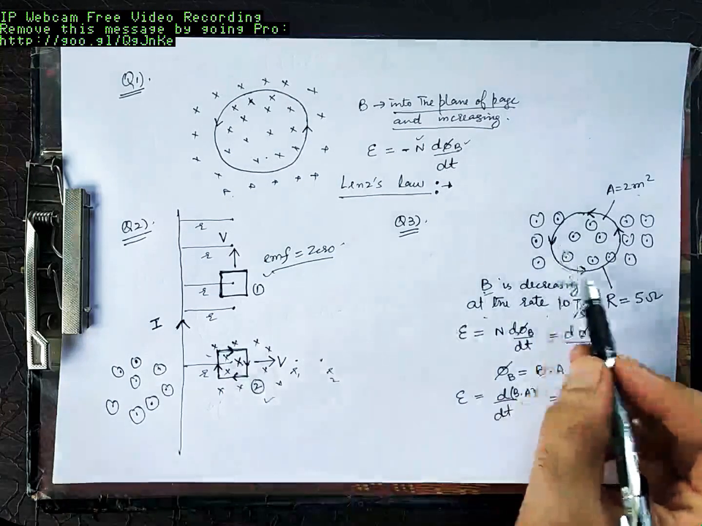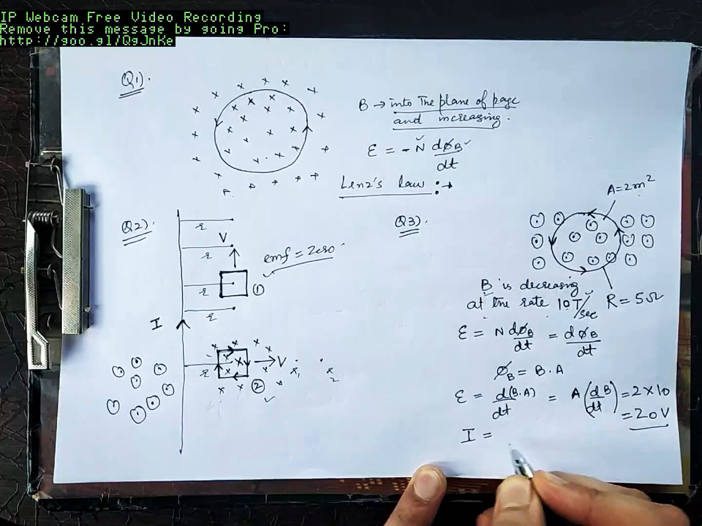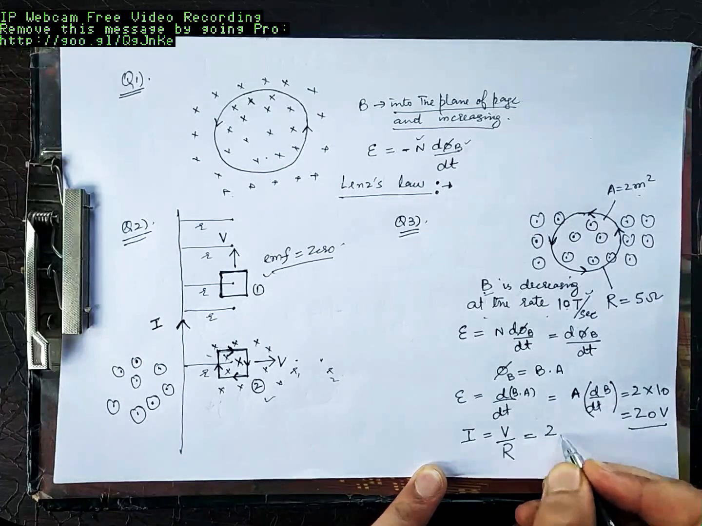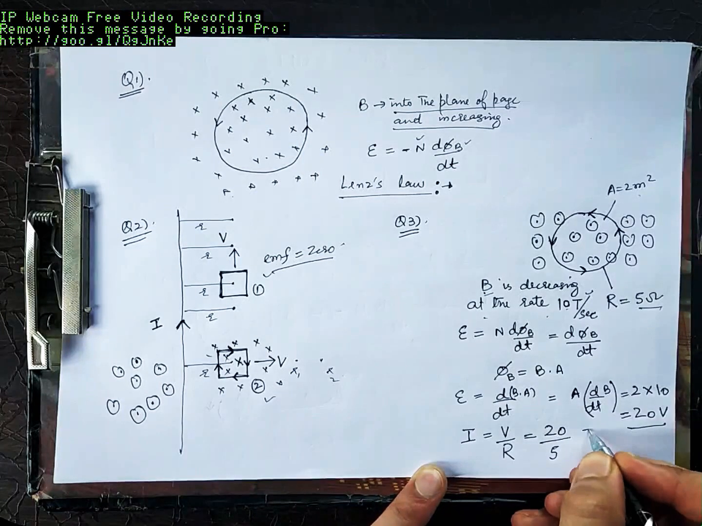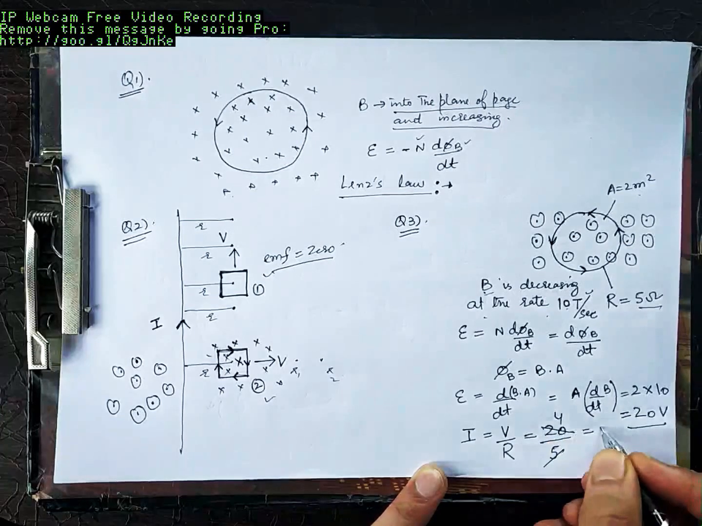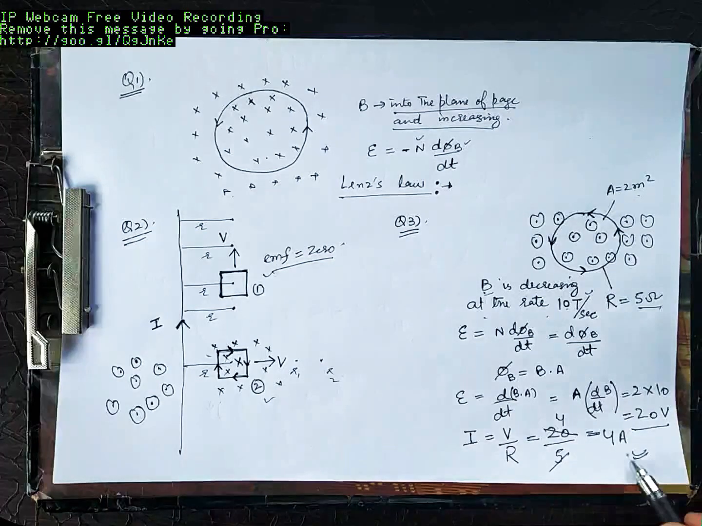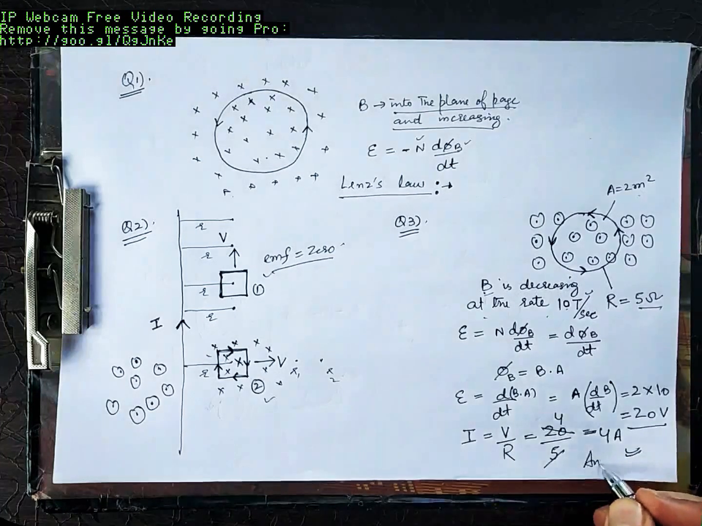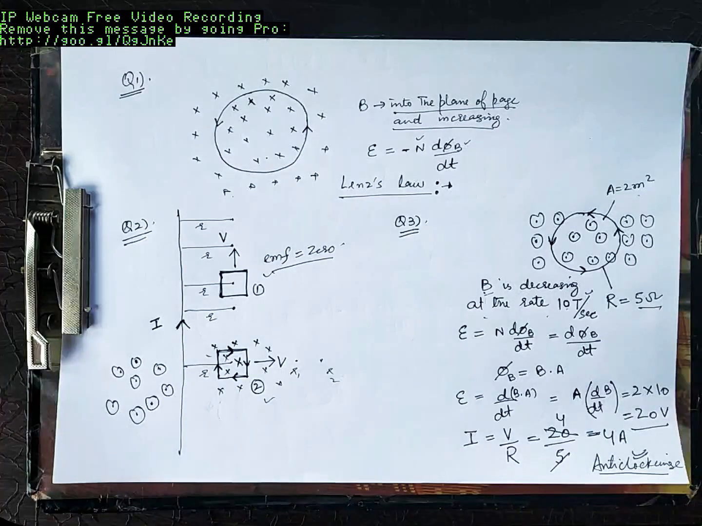Now how much is the current through the loop? We know that as well. Current I is equivalent to voltage V divided by resistance R. Voltage is 20 volt, resistance is given as 5 ohms. 5 ones are 5, 5 fours are 20, that is 4 ampere. So there will be a current of 4 ampere in the loop in the anti-clockwise direction. You will always use Lenz's law to find the direction. Fine? Okay.